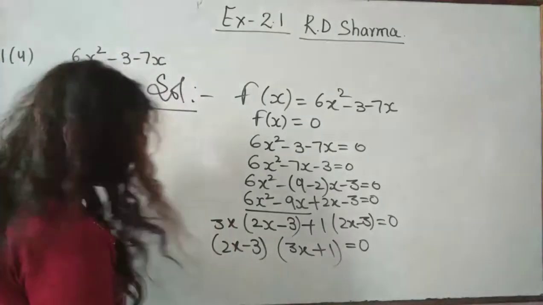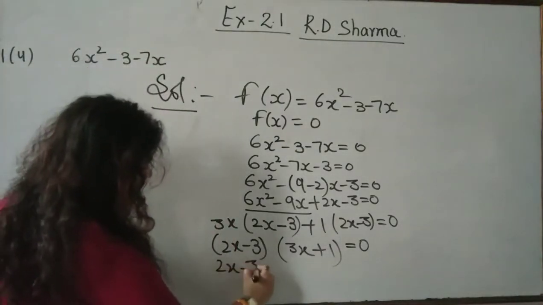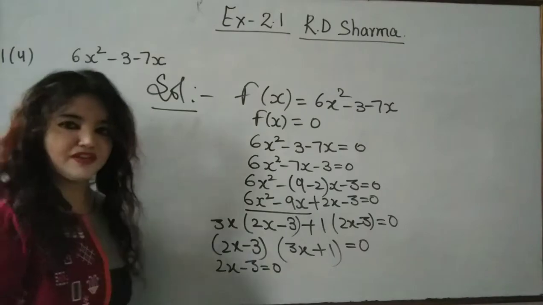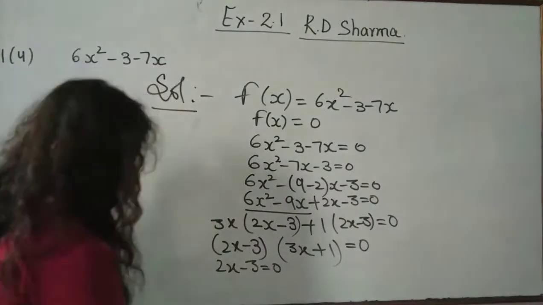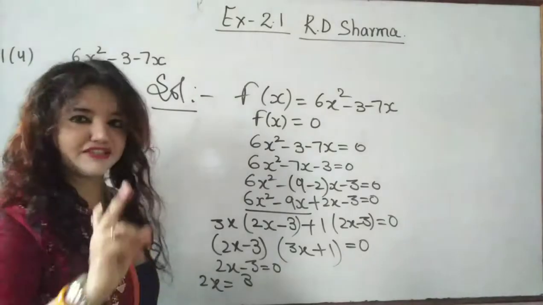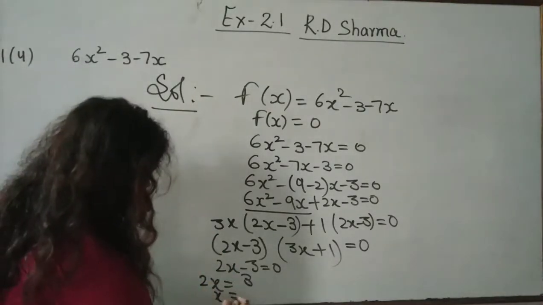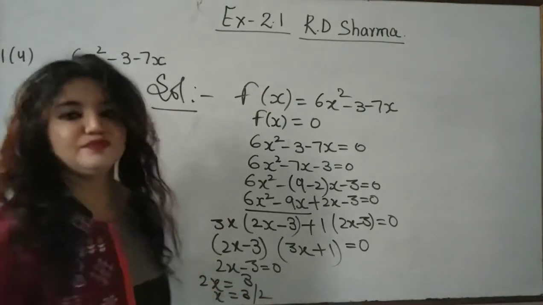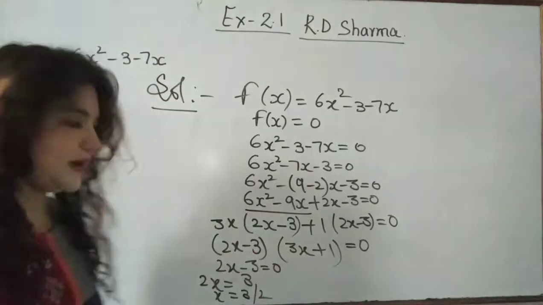That's clear. So it means now 2x minus 3 is equal to 0. So 2x is equal to 3. So x is equal to 3 by 2.